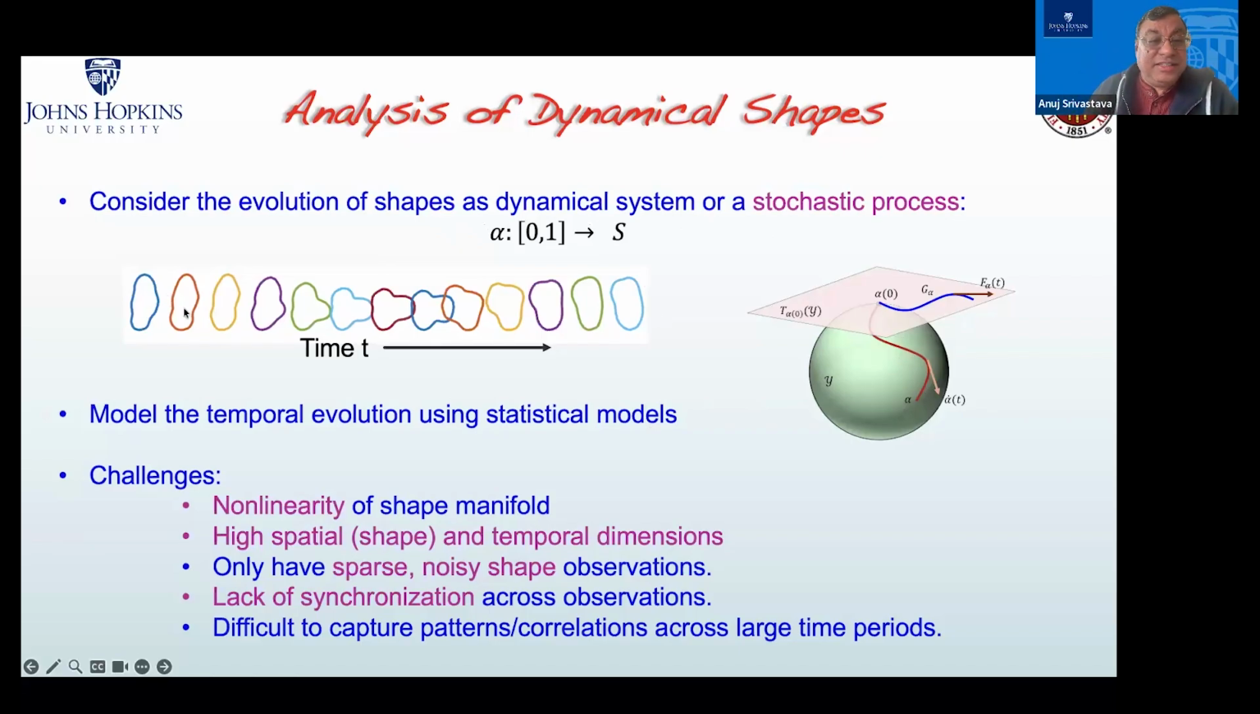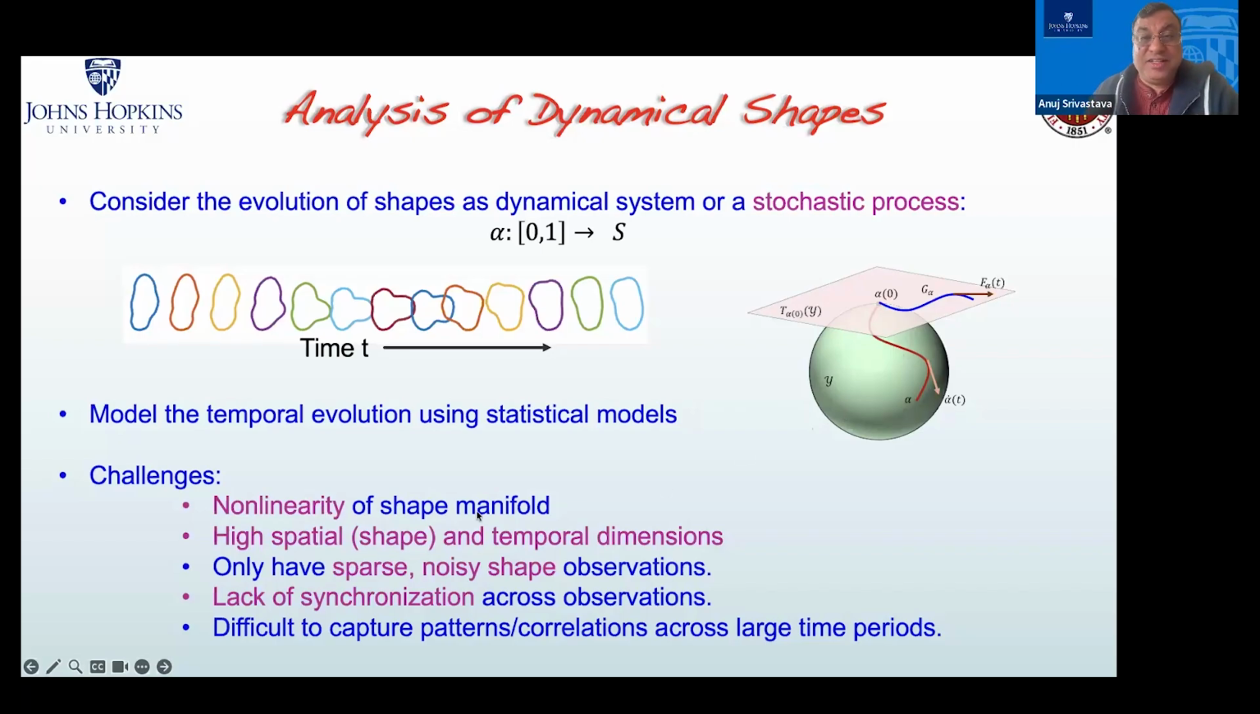In this picture, you see there is a shape that is evolving over time, and each time it's a point in a shape space. So each point is a shape, and somehow it's a continuous trajectory, right? So what are the challenges in this viewpoint of trying to understand the dynamics of the shape?